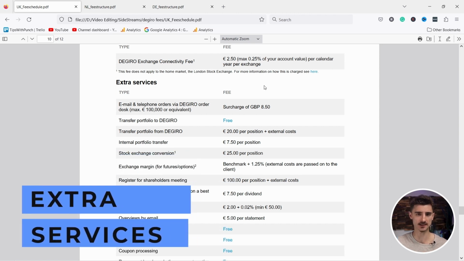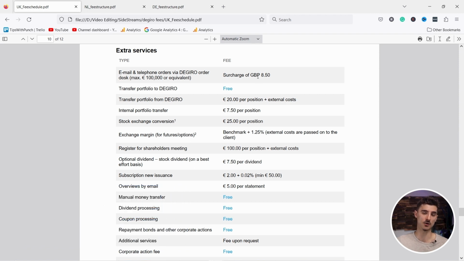Then you have some extra services that DEGIRO offers, but basically this really depends on your needs. What I want to highlight here is, for example, if you ever want to transfer your portfolio to another broker without closing the trades, you can see that they charge a certain fee. For example, in the UK, it's 20 euros per position plus external costs. I guess that's in case the broker you're transferring to charges some fees, but usually they don't. In any case, this would be per position. So if you have 10 positions, you would have to pay 200 euros just to take that portfolio and transfer it to a new broker. For some countries, this might be an even higher fee, so make sure you check this out if you're planning to move your portfolio at some point. But at least you have the option to transfer your portfolio. Some brokers don't offer this.